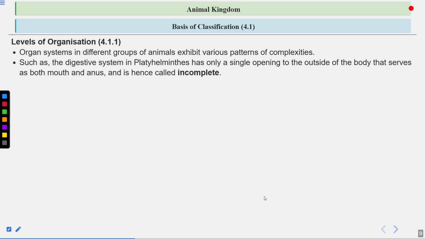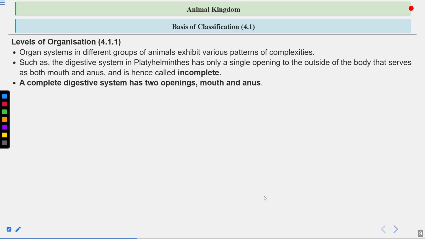The digestive system in Platyhelminthes has only a single opening. They have a digestive system, but they have only one opening to the outside of the body, and that serves as both mouth and anus. That is why it is called an incomplete digestive system. A complete digestive system has two openings, the mouth and anus. A simple organism like Platyhelminthes is not a very complex type of organism, so they have an incomplete type of digestive system.